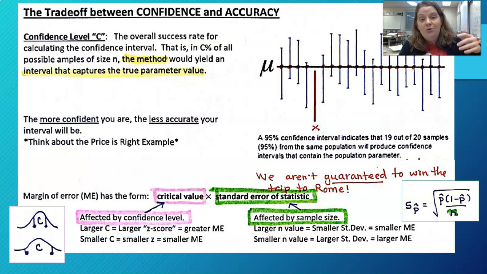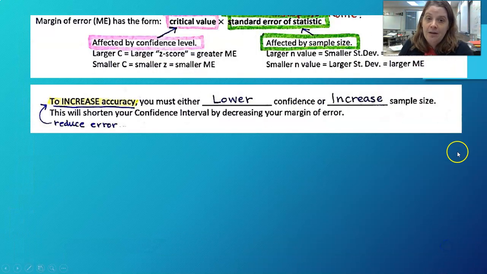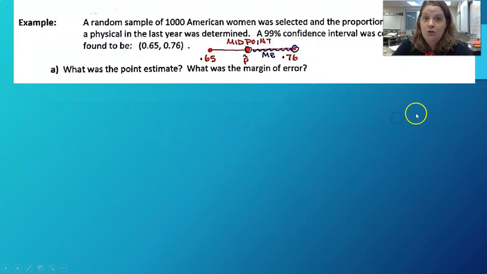The other way works too. If I decrease my sample size, it's going to increase my standard error, increase my margin of error, and make my guess less accurate. So to increase your accuracy, and by accuracy we're talking about margin of error, I want to make my margin of error smaller, make the variability smaller, and get closer to the truth. You either have to lower your confidence level or increase your sample size. Those are the only two things that will shorten your confidence interval and decrease your margin of error.